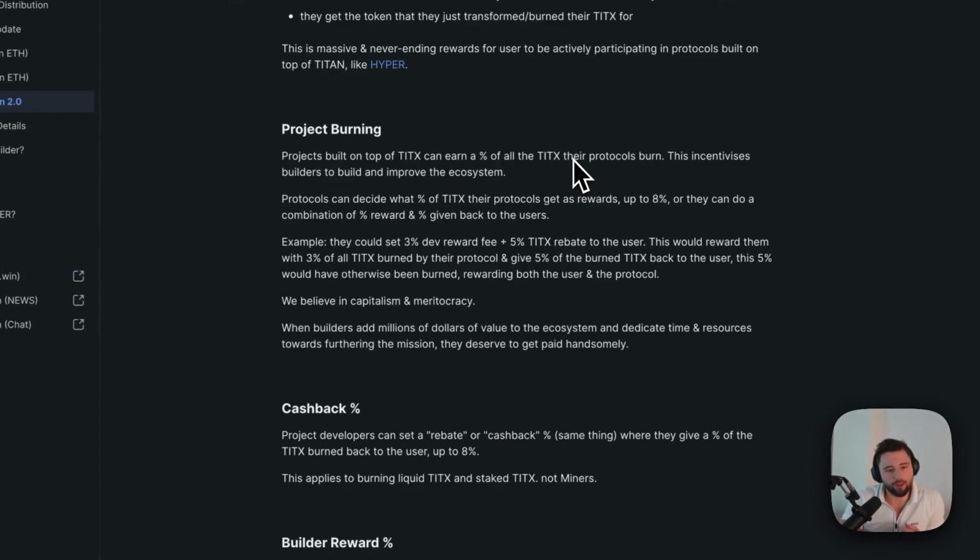So they can decide a percentage of all the Titan X burns to go to a deployer wallet, and they can set the wallet themselves. But basically, let's say they build a protocol and that protocol burns 1 trillion Titan, right? Well, they can get up to 8% of that, and they decide that percentage themselves. So they could get up to 80 billion Titan if their protocol burns that much, right? So it rewards the builders to come in. So there's also a cashback percentage that they can send.